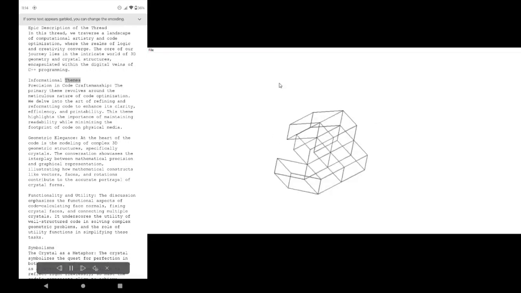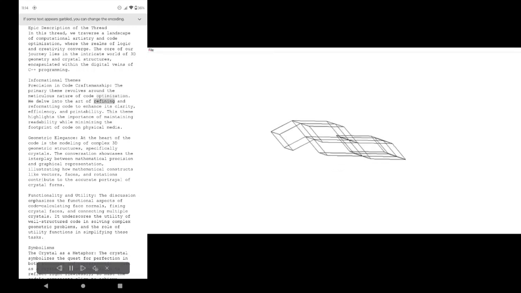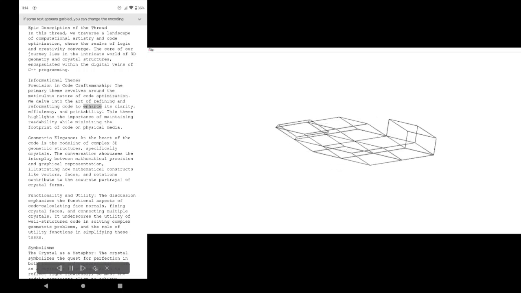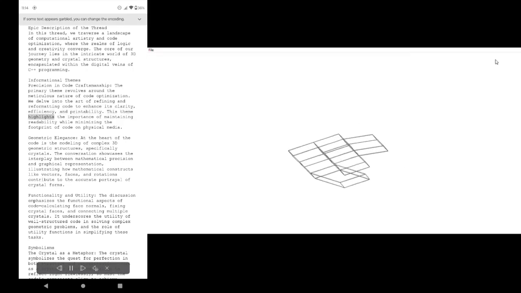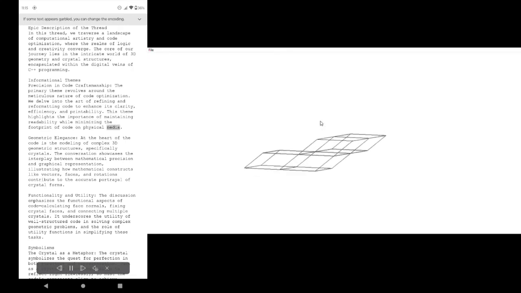Informational themes. Precision in code craftsmanship. The primary theme revolves around the meticulous nature of code optimization. We delve into the art of refining and reformatting code to enhance its clarity, efficiency, and printability. This theme highlights the importance of maintaining readability while minimizing the footprint of code on physical media.